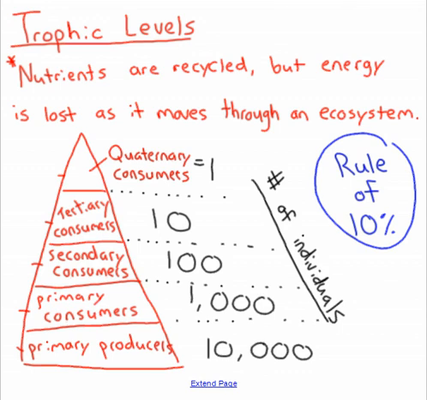And the rule of 10% is that only 10% of the energy gets passed from trophic level to trophic level. So primary producers is a trophic level. If we have 10,000 plants in an ecosystem, those 10,000 plants would only be able to support 1,000 primary consumers, because 1,000 is 10% of 10,000. So only 10% gets passed on then to the secondary consumers. So if we have 1,000 mice, then we're only going to have 100 snakes, and then you continue to move up. So the rule of 10%, only 10% of energy is passed on to the next trophic level, because energy is lost at each trophic level.